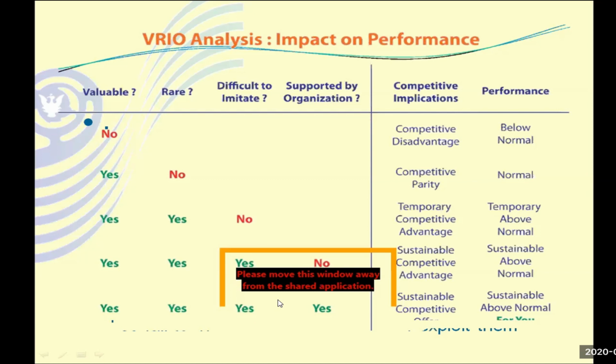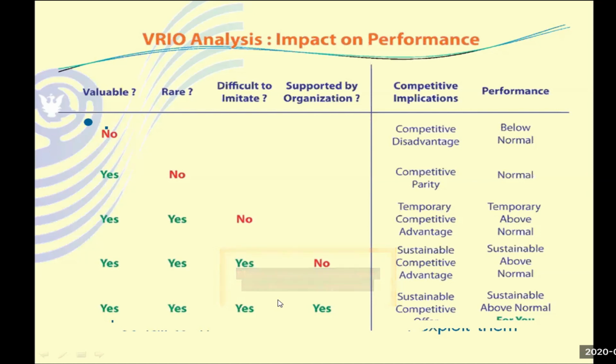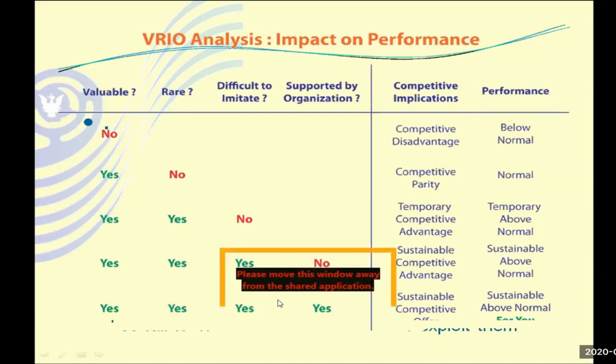Are those resources inimitable? Can they be imitated? If yes, then you cannot derive competitive advantage for a long time. But if no, then you are safe. You have temporary competitive advantage that can lead to temporary above normal performance. Same to, okay, we talked about difficult to imitate.